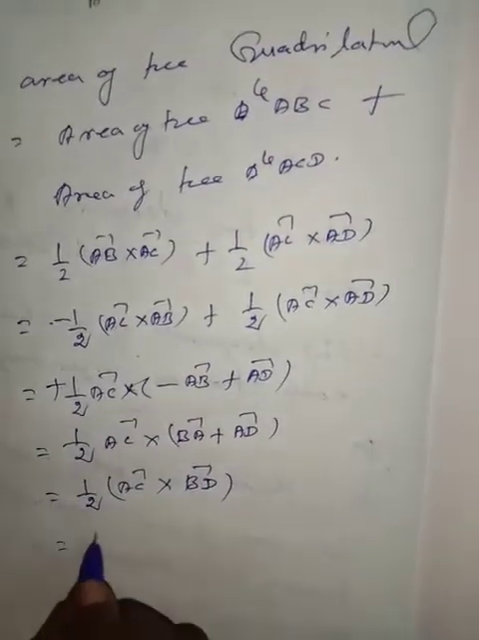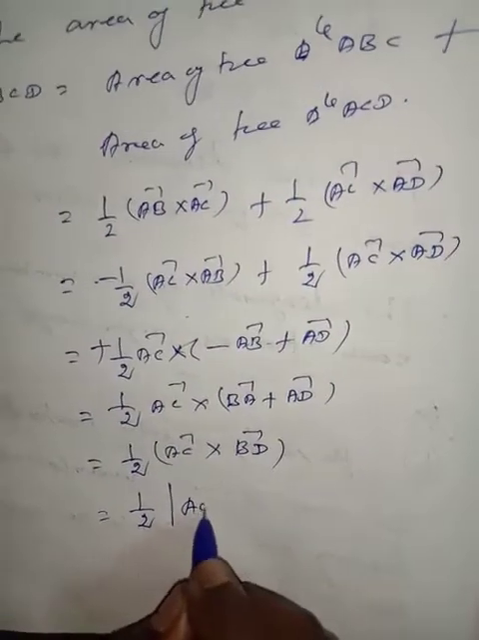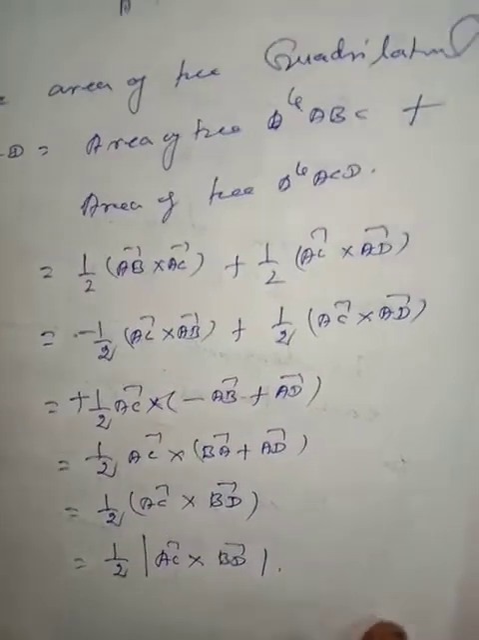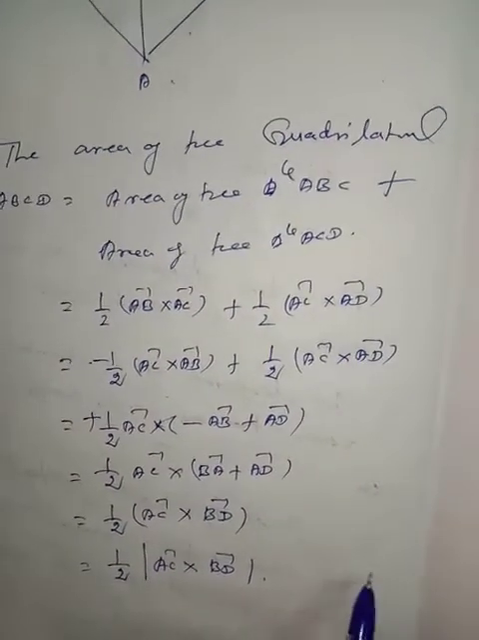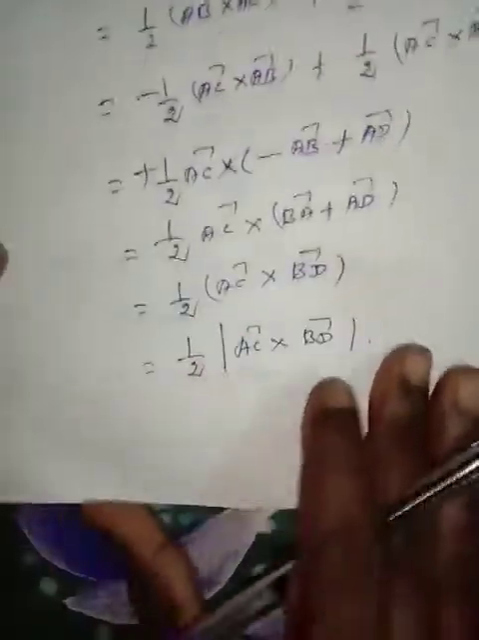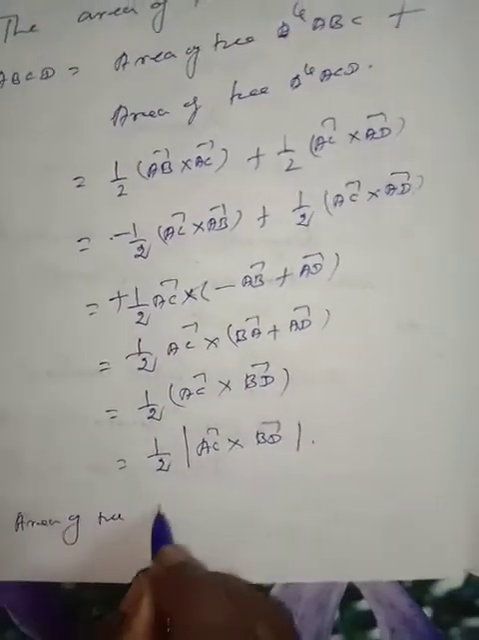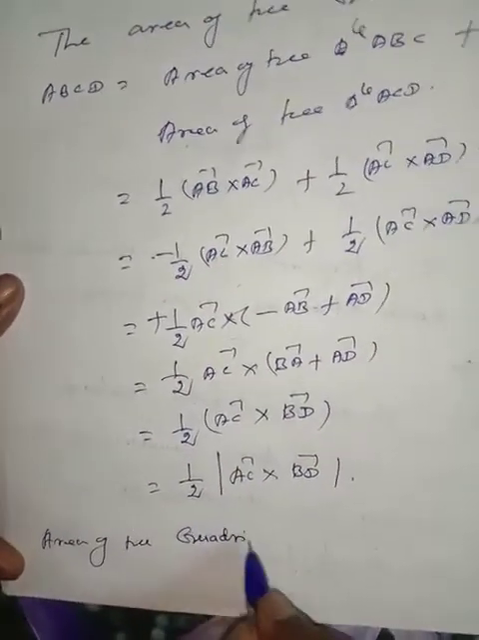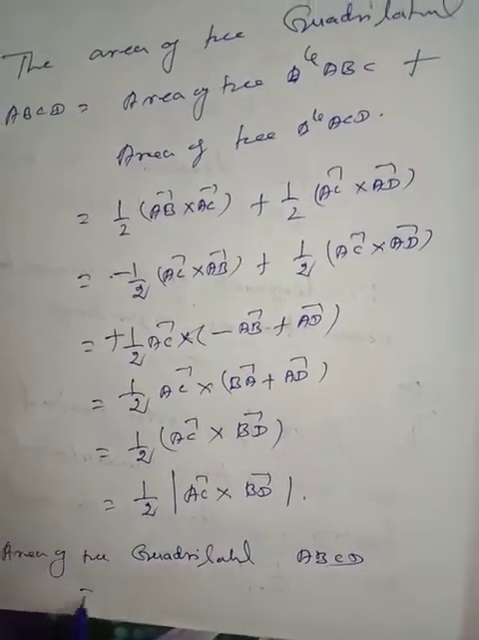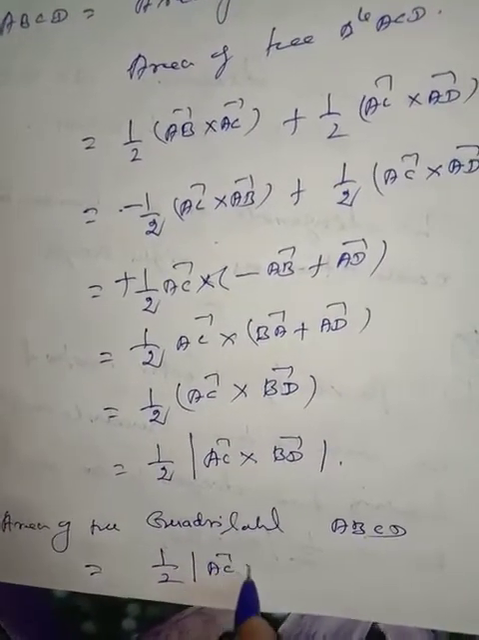Now this means half into magnitude of AC vector cross BD vector. The question is, prove by vector method the area of the quadrilateral ABCD is half into this. Therefore area of the quadrilateral ABCD is equal to half into magnitude of AC vector cross BD vector.